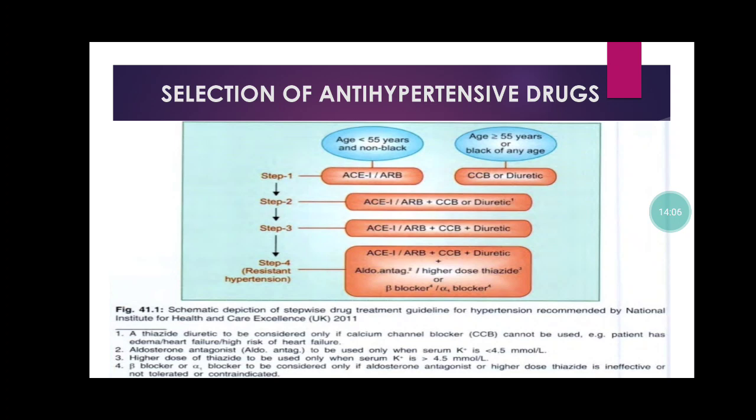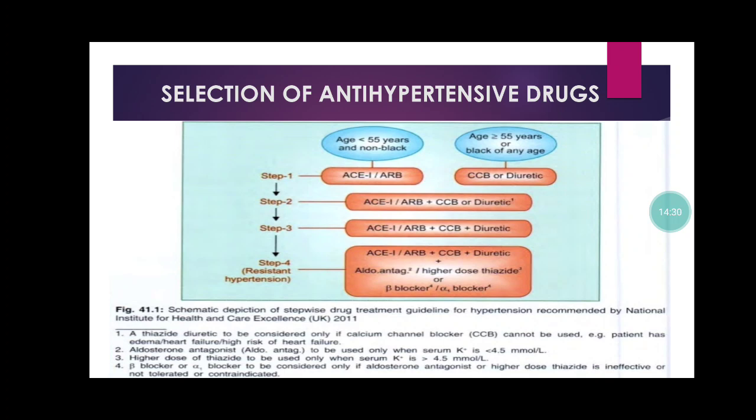In such cases, a fourth drug, which can either be an aldosterone antagonist or a thiazide at higher doses, is given depending on the serum potassium levels, or even a beta blocker. Only a few patients are likely to remain uncontrolled, and they require further evaluation and possible use of reserve drugs.